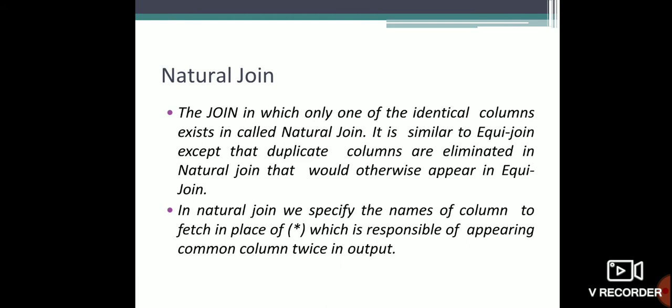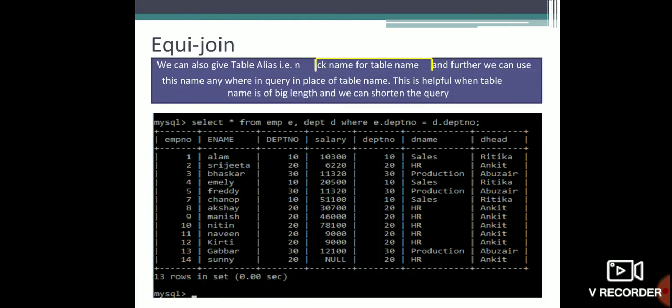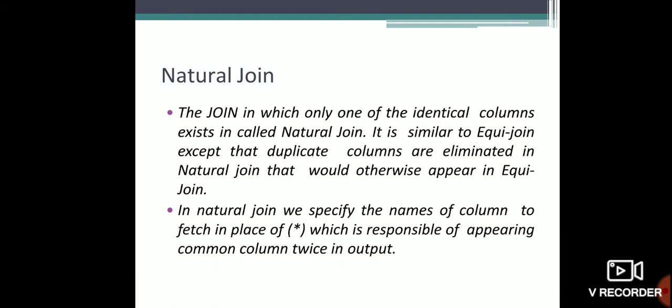Next is natural join. The join in which only one of the identical columns exists is called natural join. It is similar to equijoin, except that duplicate columns that would otherwise appear in equijoin are eliminated in natural join. Only one difference is there. In equijoin duplicate columns are shown, like if I join two tables, department number is mentioned 2 times, but in natural join the duplicacy is removed. Only one time the department number will be shown.